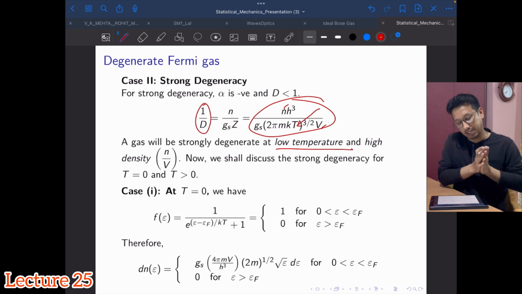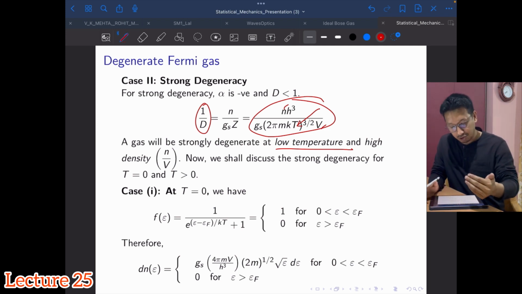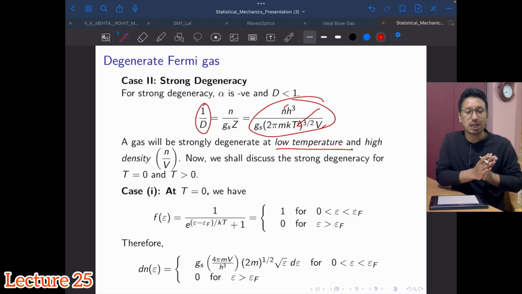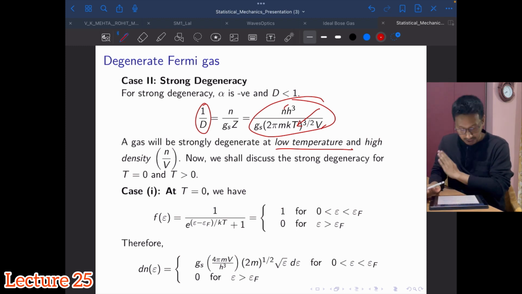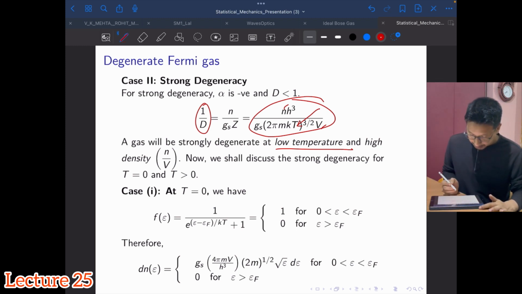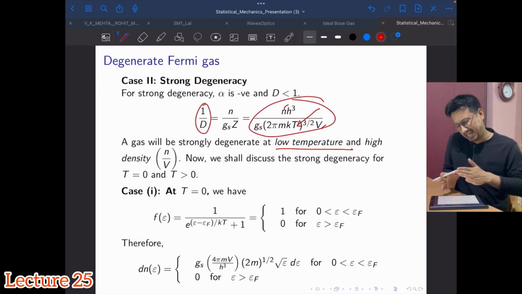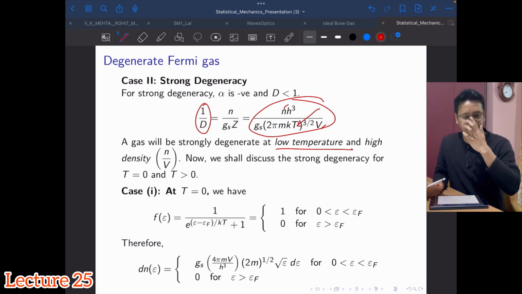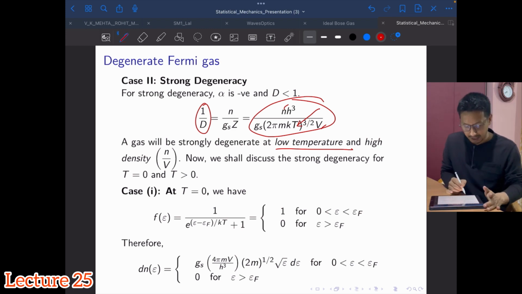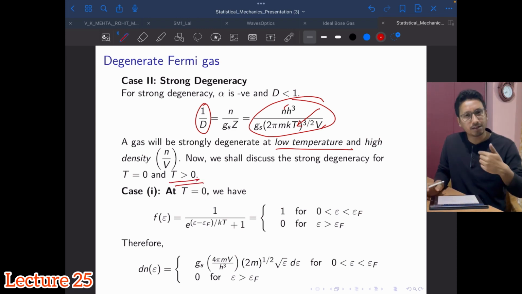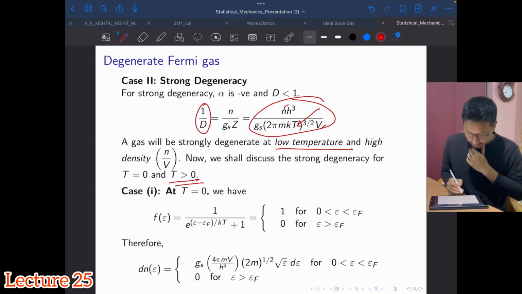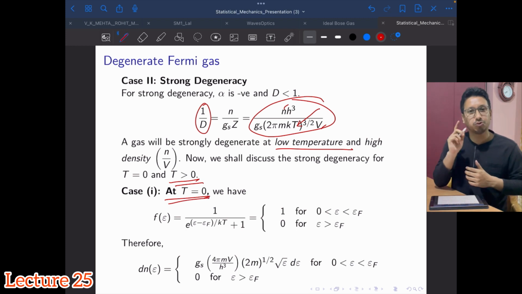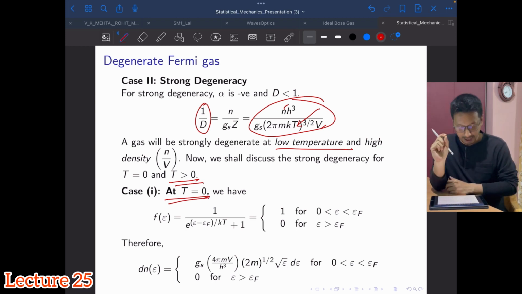So then what will happen? We will try to discuss this strong degeneracy part at absolute zero, that means at temperature T equal to 0, and for the case above absolute 0. We'll mostly discuss at absolute temperature, but for the other part we will only talk about the expressions that we obtain. Okay, so at temperature T equal to 0, that is absolute 0 temperature.